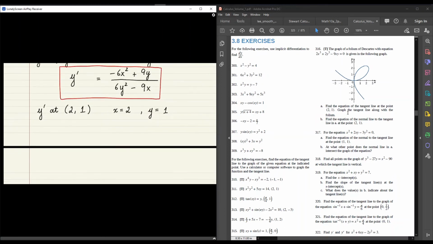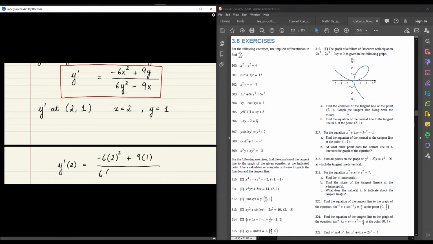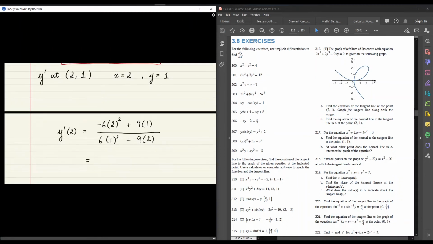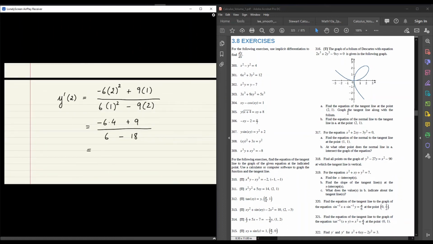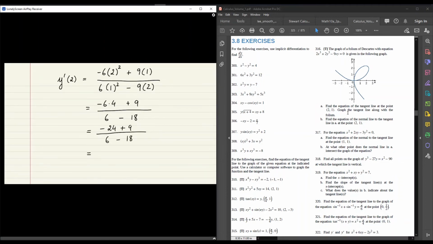I get that y prime at 2, 1 is equal to minus 6 times 2 squared plus 9 times 1 divided by 6 times 1 squared minus 9 times 2, and this is equal to negative 6 times 4 plus 9 divided by 6 minus 18, and this is equal to negative 24 plus 9 divided by 6 minus 18, and this is equal to 5/4.